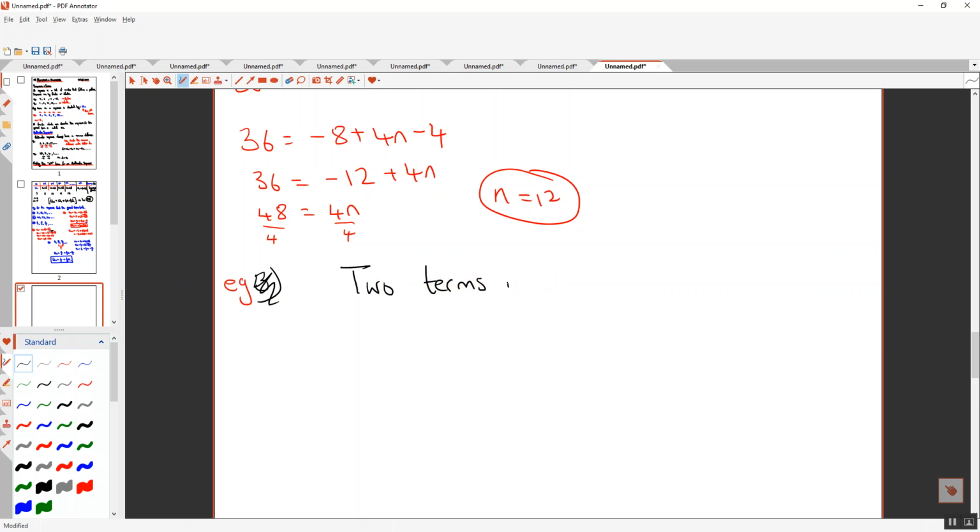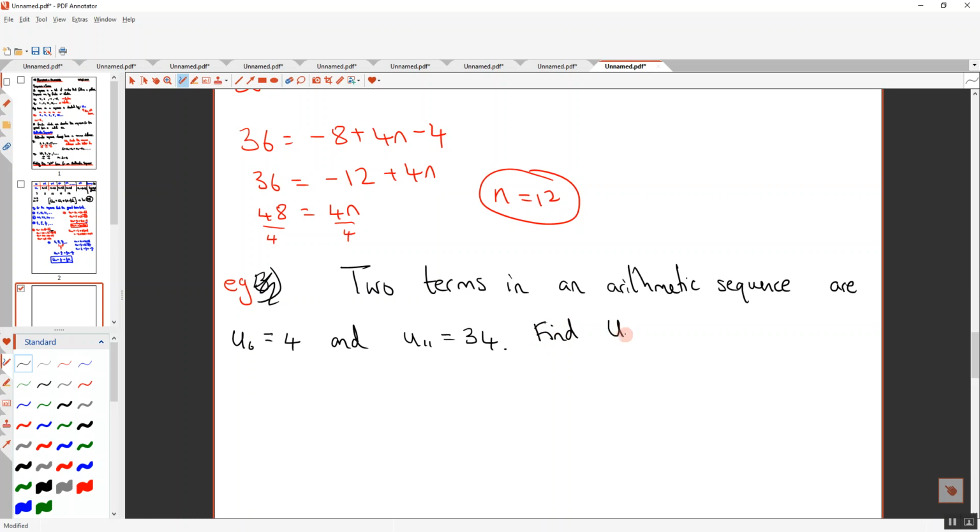Two terms in an arithmetic sequence. So we've got U6 equals 4 and U11 equals 34. What I want you to do is find U15. You can use the formulas to do this. There's other ways you can do it. Do it however you want to try and do it.